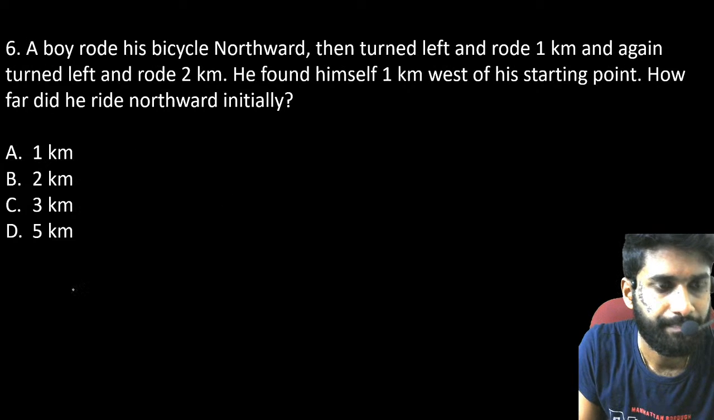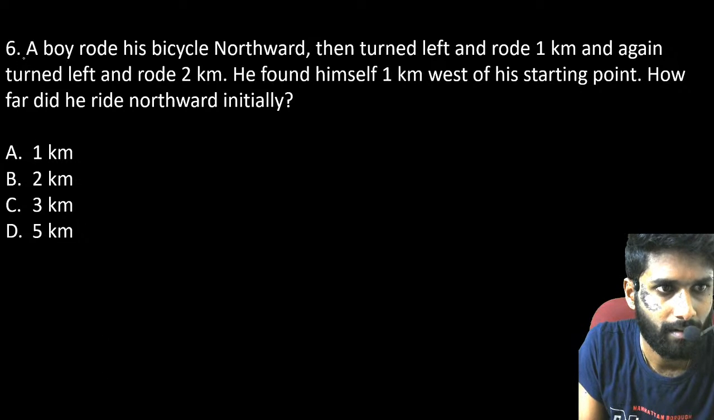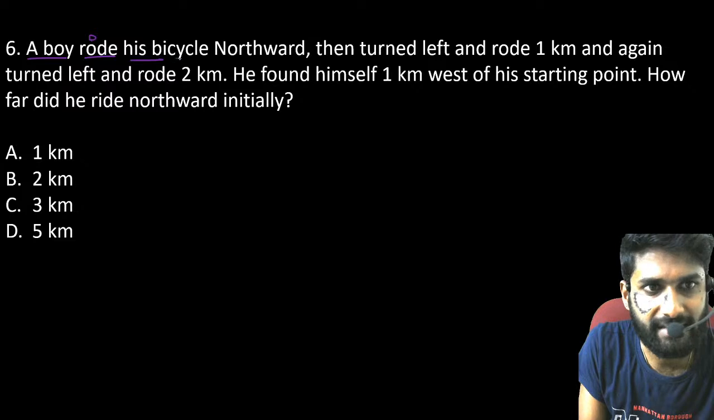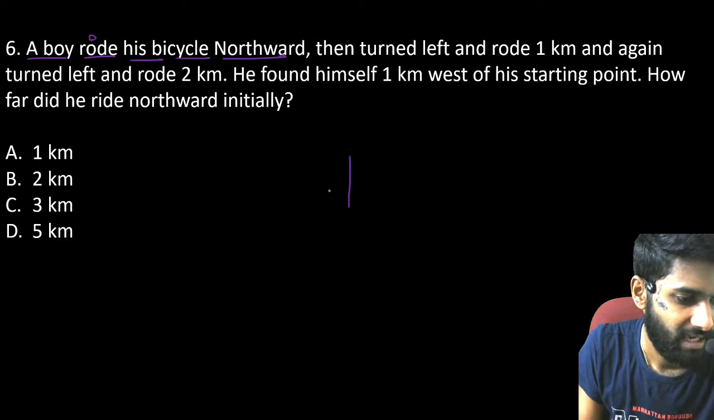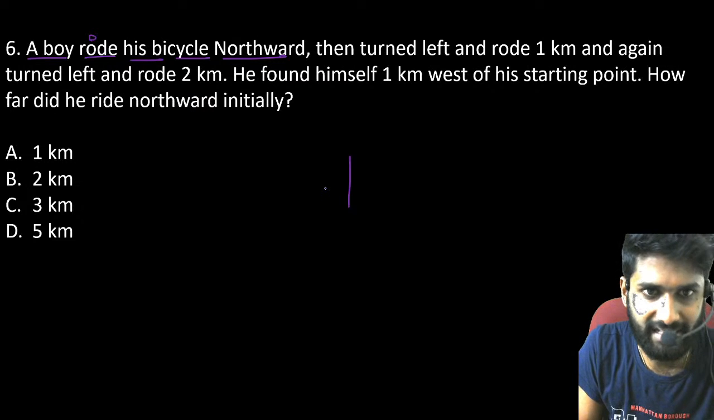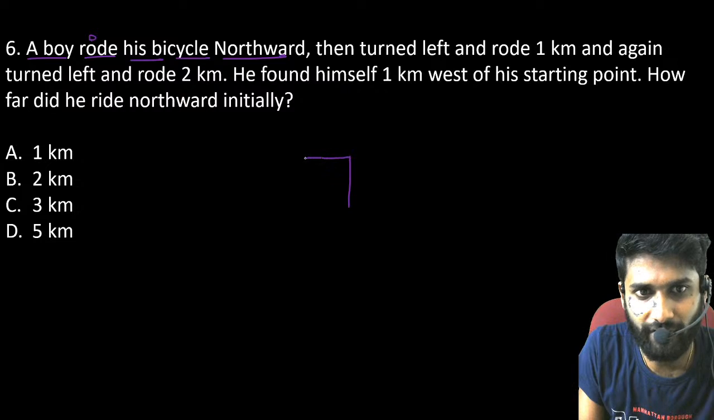Now see the question. A boy rides his bicycle northward. We don't know how much distance it is. Then he turns left. Turning left means anti-clockwise direction.